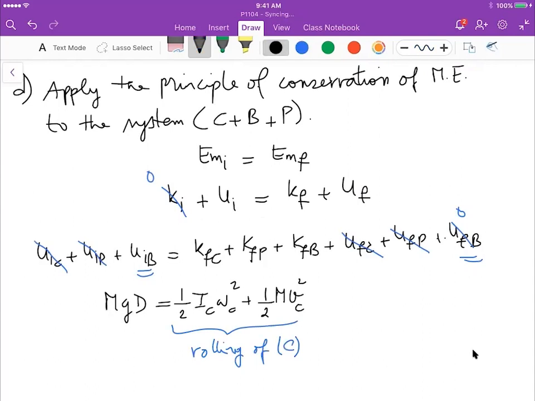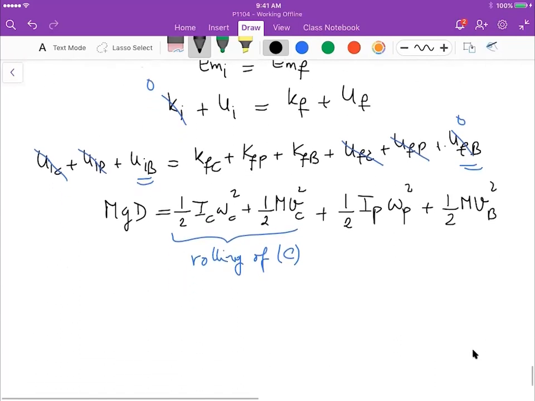Now what about the pulley? The pulley is doing pure rotational motion. So the kinetic energy associated with the pure rotational motion is half, I would just call it I P, which is the moment of inertia of the pulley with respect to the axis passing through its center of mass, times omega p squared. Plus for the block, the kinetic energy is a pure translational kinetic energy, so it's half times m times v of the block squared.